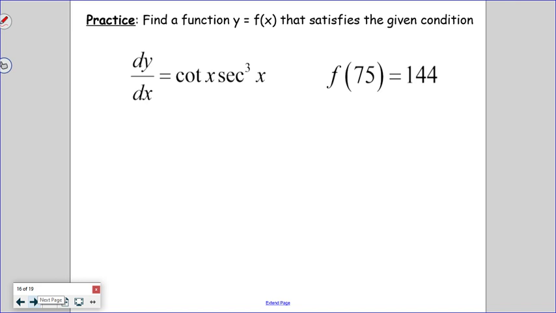Create a function, f of x, that satisfies the given conditions. The derivative of your function is going to equal cotangent of x secant cubed of x. And f of 75 equals 144.